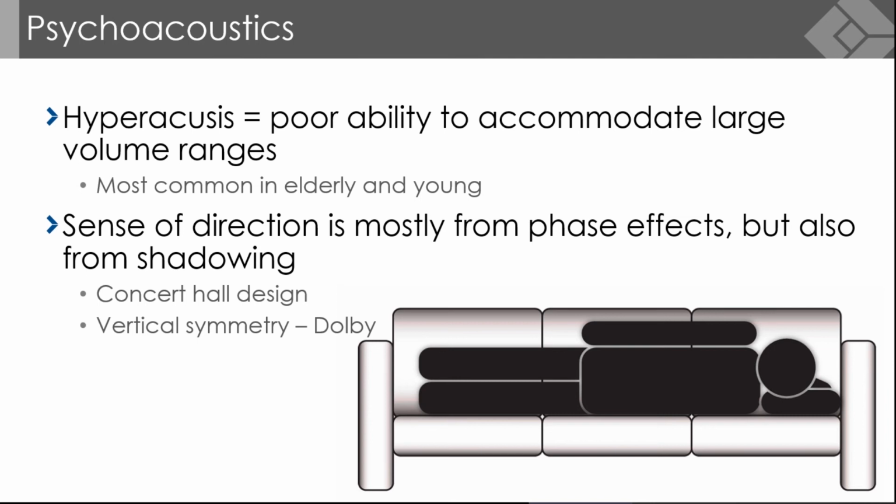It's also vertical symmetry. When you look at a Dolby sound system, it comes from different directions, and it is counting on your ears knowing which direction it comes from. So if you're laying on the couch, the Dolby doesn't work because you can't tell what direction the sound is coming from because your ears are in the wrong plane.